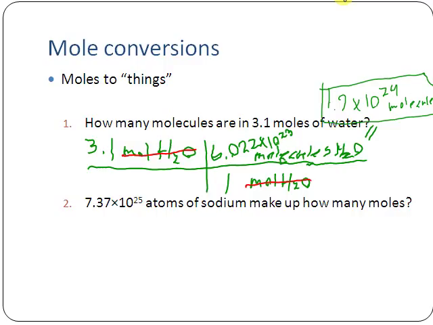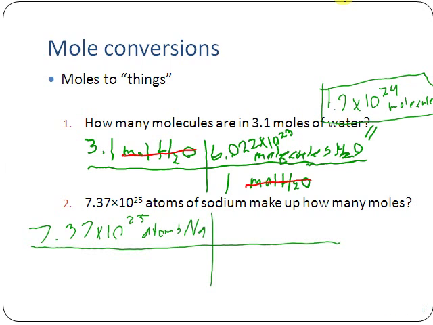If we had to do this in reverse, we'd say 7.37 times 10 to the 25th atoms of sodium make up how many moles? And so we'll start off with 7.37 times 10 to the 25th power atoms of sodium. Symbol is just Na. That's how we're going to start off our table. We want to cancel atom sodium.